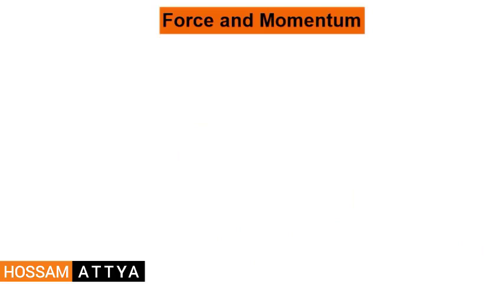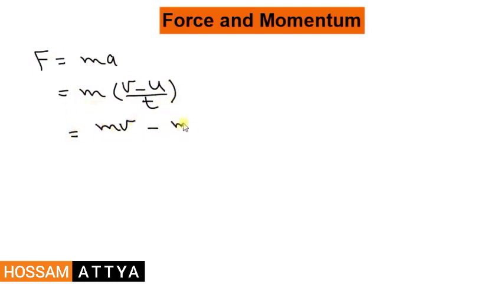What about the relation between force and momentum? From the equation F equals ma, we will substitute the acceleration with (v minus u) divided by t. When we multiply by the mass, we get (mv minus mu) divided by t. As we see here, mv is the final momentum, mu is the initial momentum.